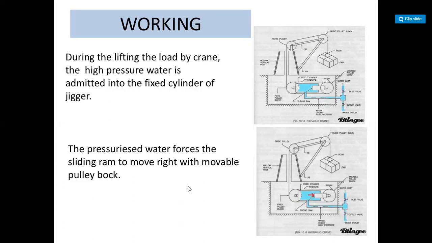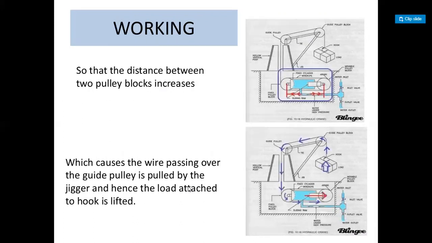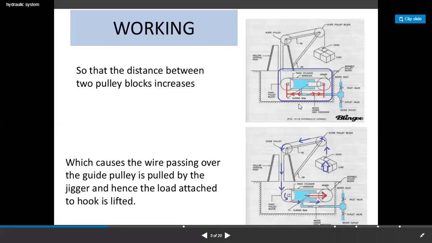So the pulley block should be movable. Then the tie moves in the upward and downward direction, so that the distance between the two pulley blocks increases. A high amount of water passes into that cylinder, and the distance between the pulleys increases. After releasing this water, the pulleys return to the same dimension.